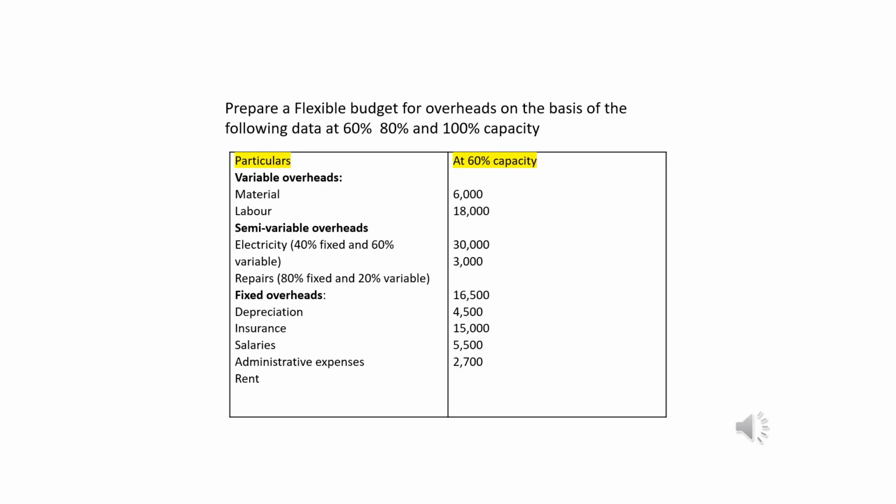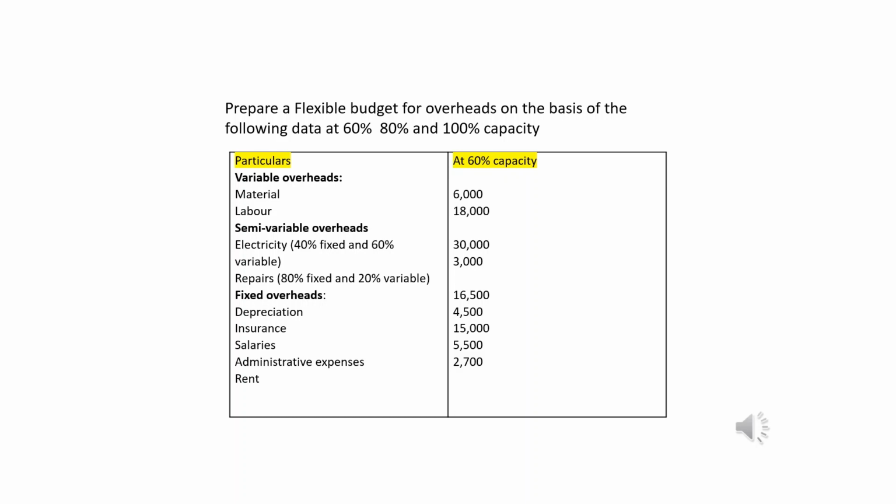In the question, we have been given variable overheads, semi-variable overheads and fixed overheads at 60% capacity. However, we have to prepare a flexible budget at 60%, 80% and 100% capacity. So, like we know, the nature of overheads given here is different. That means the treatment with the overheads will also be different.